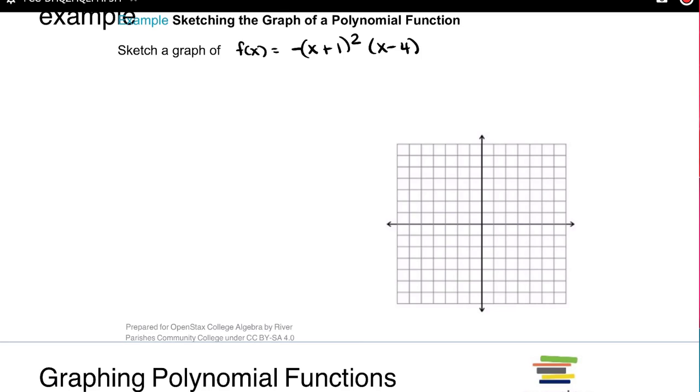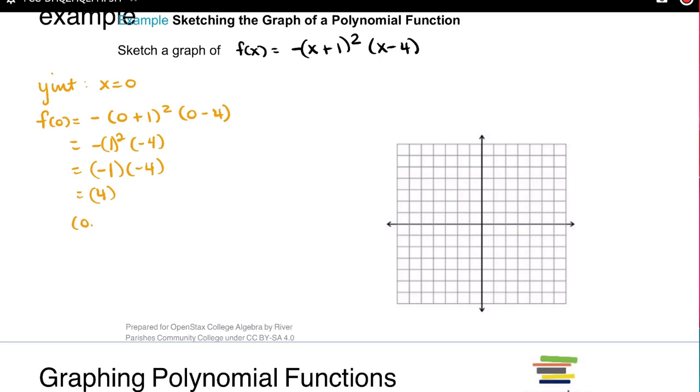So the first thing that I would do is I would find the y-intercept and the x-intercept. So to find the y-intercept, I'm going to set x equal to 0. So negative 0 plus 1 squared times 0 minus 4. So that's negative 1 squared times negative 4. So 1 squared is 1, but the negative is not inside of that parentheses. So it would stay negative 1 times negative 4, and I'm going to get positive 4. So that's the point 0, 4. So I'm going to go ahead and plot that.